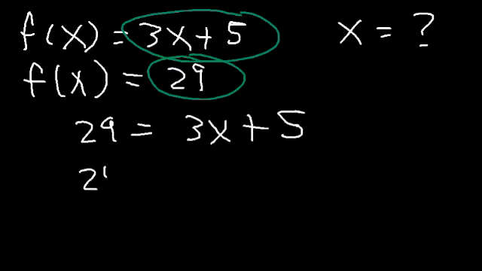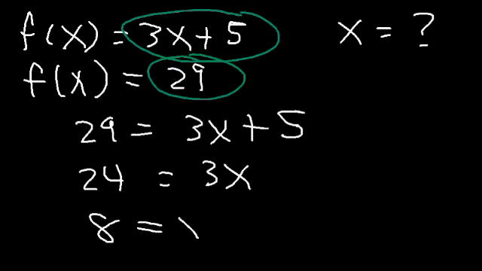Subtracting both sides by 5, 29 minus 5 is 24. And if we divide by 3, 24 divided by 3 is 8, so x is 8. So keep in mind, if the value is on the outside, you could set the whole function equal to 29. If it's on the inside, you need to plug in for x.